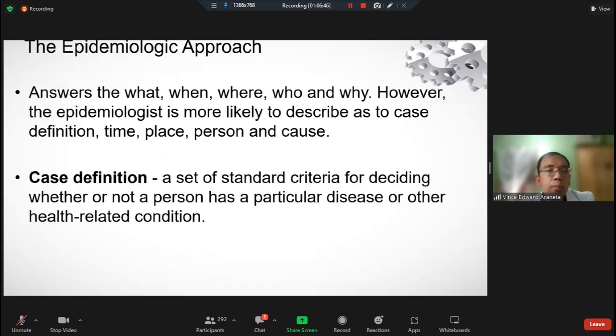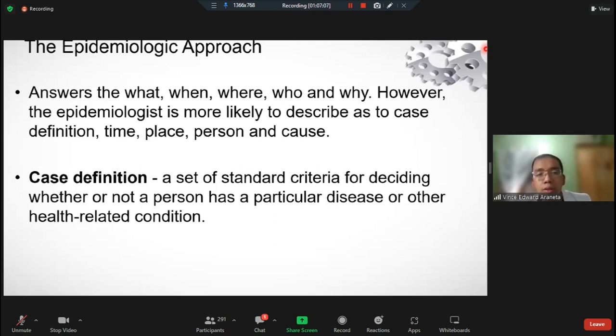For the epidemiologic approach, it actually answers the what, when, where, who, and why. And that is what John Snow did during his time in the epidemic of cholera. An epidemiologist is more likely to describe, as to case definition nowadays: time, place, person, and cause.